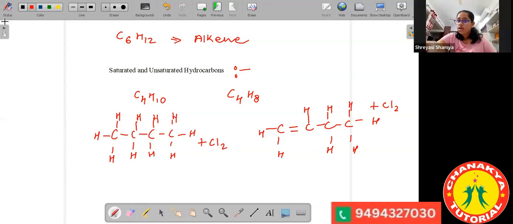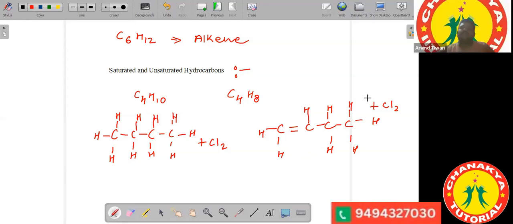Okay. So if I want to add this chlorine, nothing will leave out of it. Rather, one of the bonds, this bond, will break. This bond will break, and therefore there will be a free electron over here and another free electron over here, and hence chlorine can be added easily to this. So this is an unsaturated hydrocarbon. Unsaturated means you can add something to it. Okay.